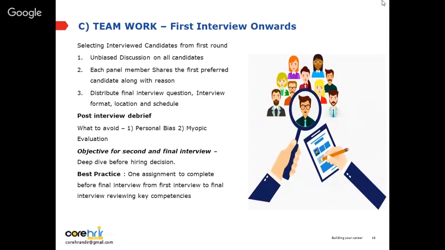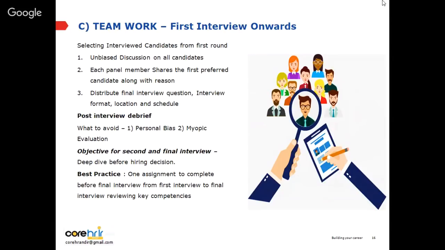Again, the most important part is teamwork, because all the hiring managers need to be aligned and reach one particular candidate to complete the whole process. They should have an unbiased discussion on all the candidates. There shouldn't be anything that favors any particular candidate. Each panel member should share their first preferred candidate along with the reason, and then the final interview question is distributed, along with the interview format. The thing to avoid is myopic evaluation. Don't look for the short term. Don't think you are hiring for a particular person's replacement; rather, you are hiring for a position's replacement. The person may change, but the position remains the same. So you have to look from a position perspective.